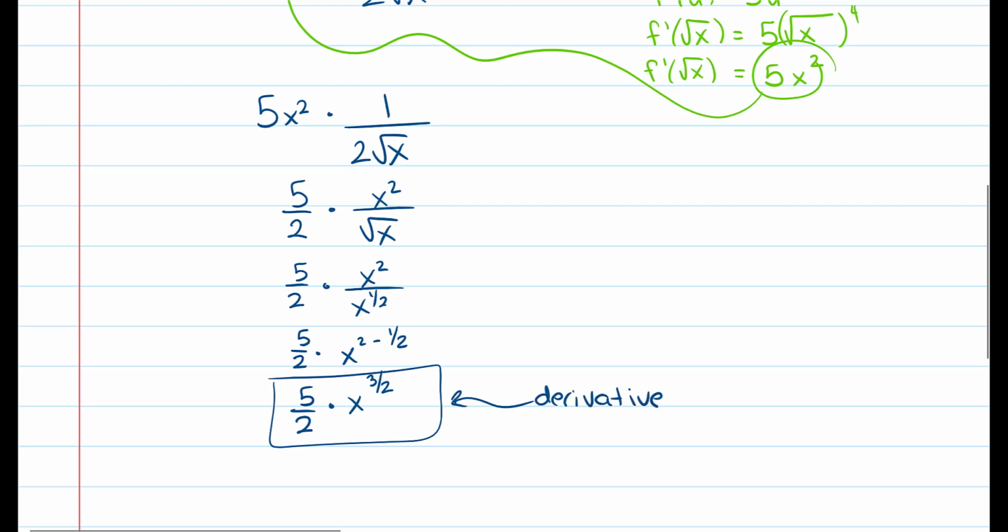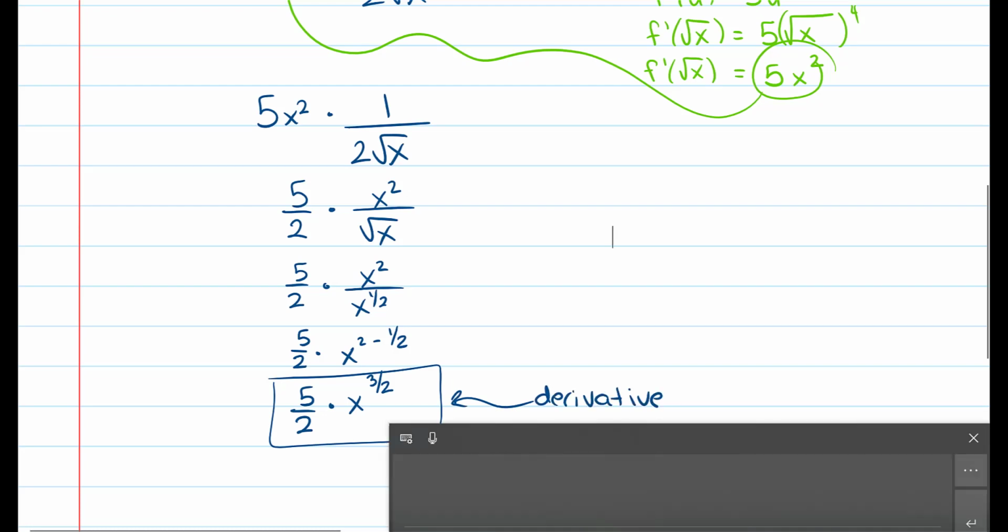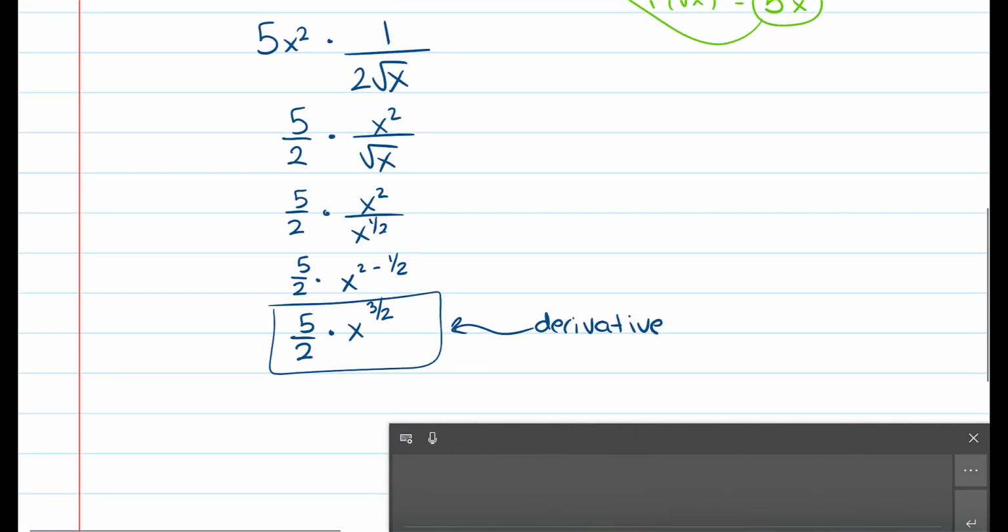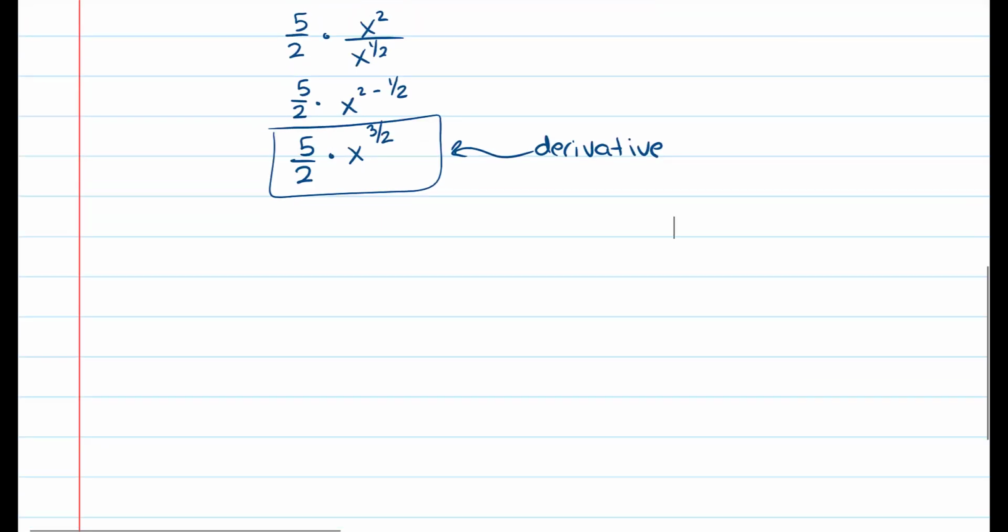Now the original question wanted me to find f of g prime of 1. So f of g prime of 1 is going to be 5/2 times 1 to the 3/2. So I just get 5/2 as my answer.